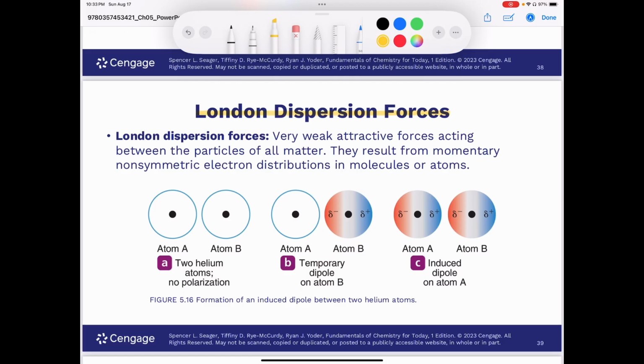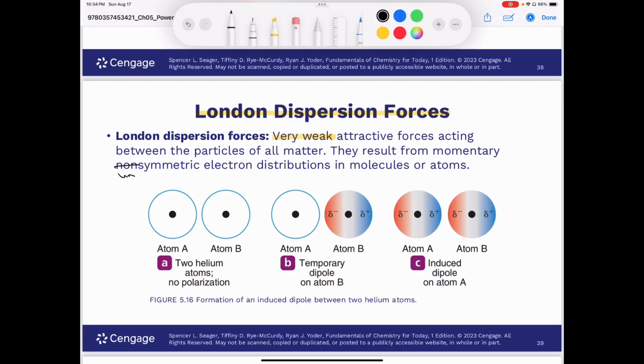Just remember, even if you have a molecule that's completely nonpolar, every molecule experiences London dispersion forces. So if anybody ever asks you, are there London dispersion forces between these two molecules? Any two molecules, there always will be. They're always present, but they're very weak. Okay, they are the weakest of the attractive forces acting between particles of all matter. They result from momentary non-symmetric, this should be unsymmetric, but anyhow, I'm nitpicking here, unsymmetric electron distributions in molecules or atoms.